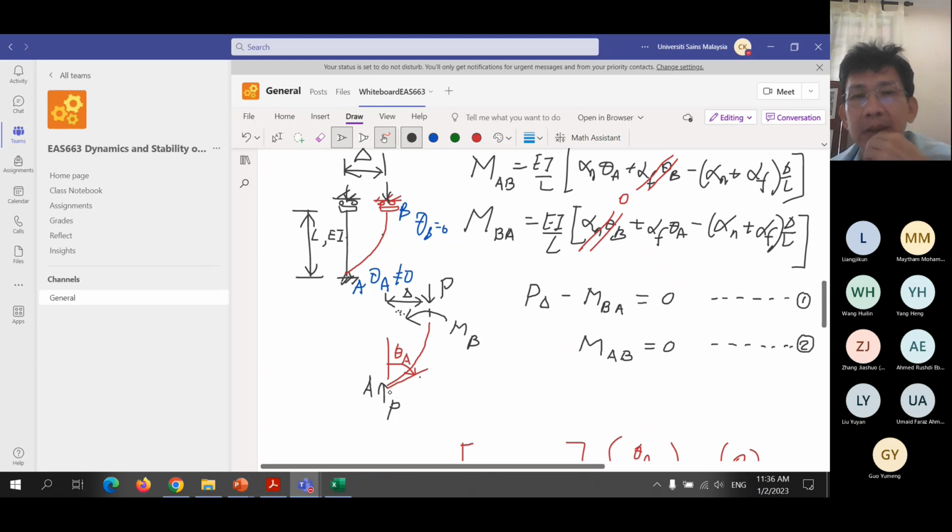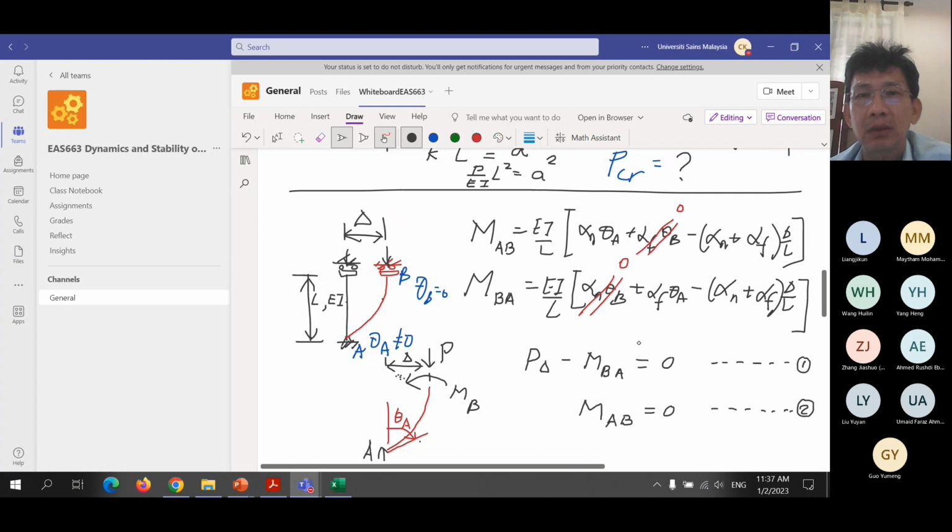The second one that we are going to look at is MAB, which is, this is a pin now. This is a pin now, meaning that we have another equilibrium equation corresponding to the pin, which is that the moment at the pin location is 0. So MAB is 0, of this member, because A is a pin. That's why MAB is equal to 0. So we have two equations, equation 1 and equation 2.